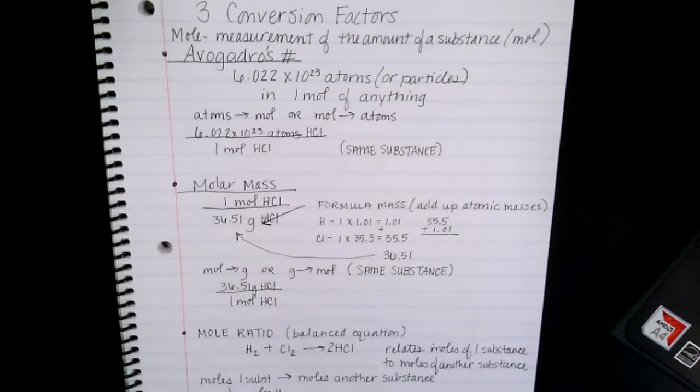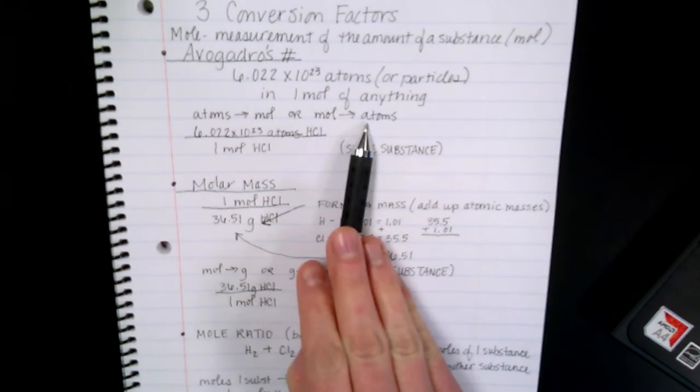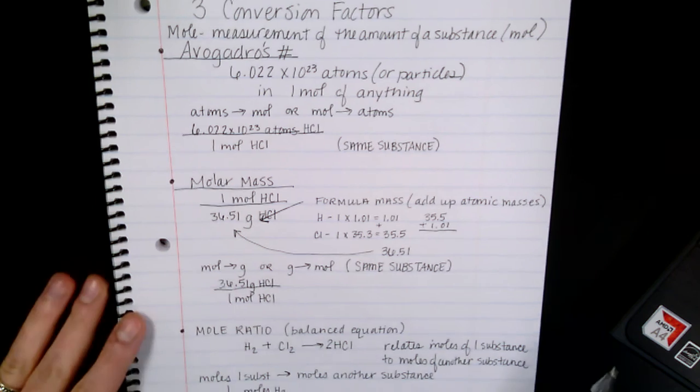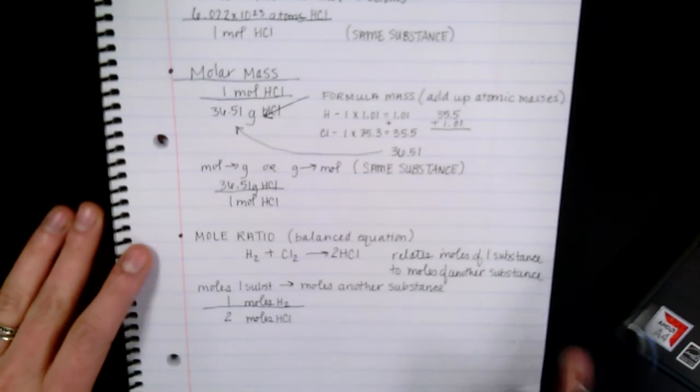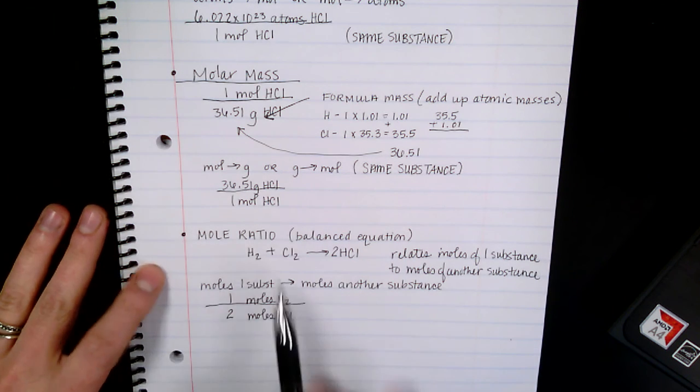All right, so 3 conversion factors. One gets you from atoms to moles or moles to atoms. This one will be the least used. We will work out some problems with that, but the most used ones will be molar mass and mole ratio.